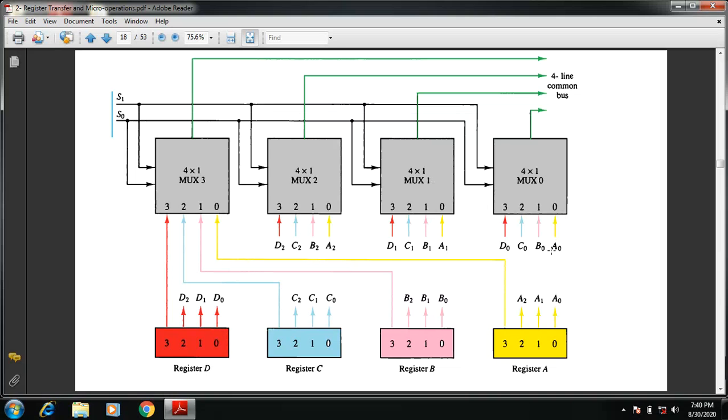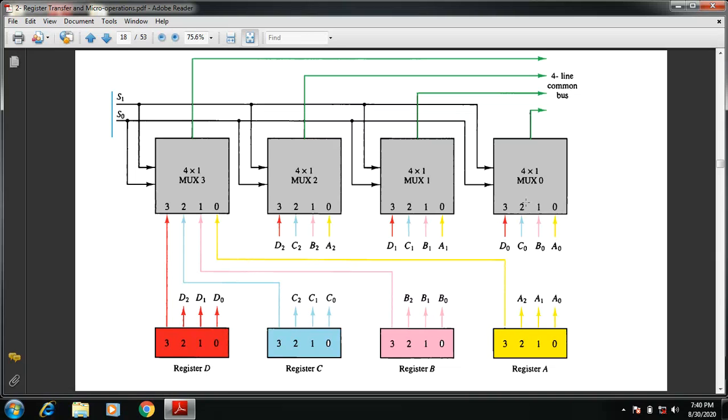The four inputs come from all the registers: register A, register B, register C, and register D. All are 4-bit registers, so each takes only 4 bits: A0, A1, A2, A3. Likewise, B0, B1, B2, B3, C0, C1, C2, C3, then D0, D1, D2, D3. All four registers take 4 bits.